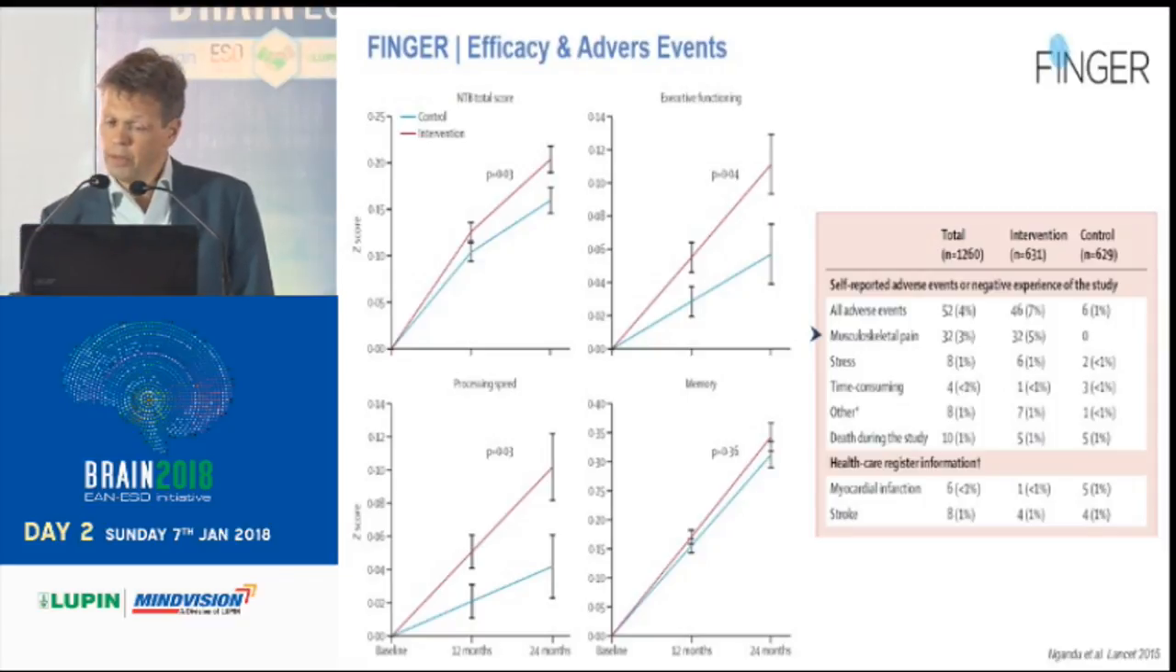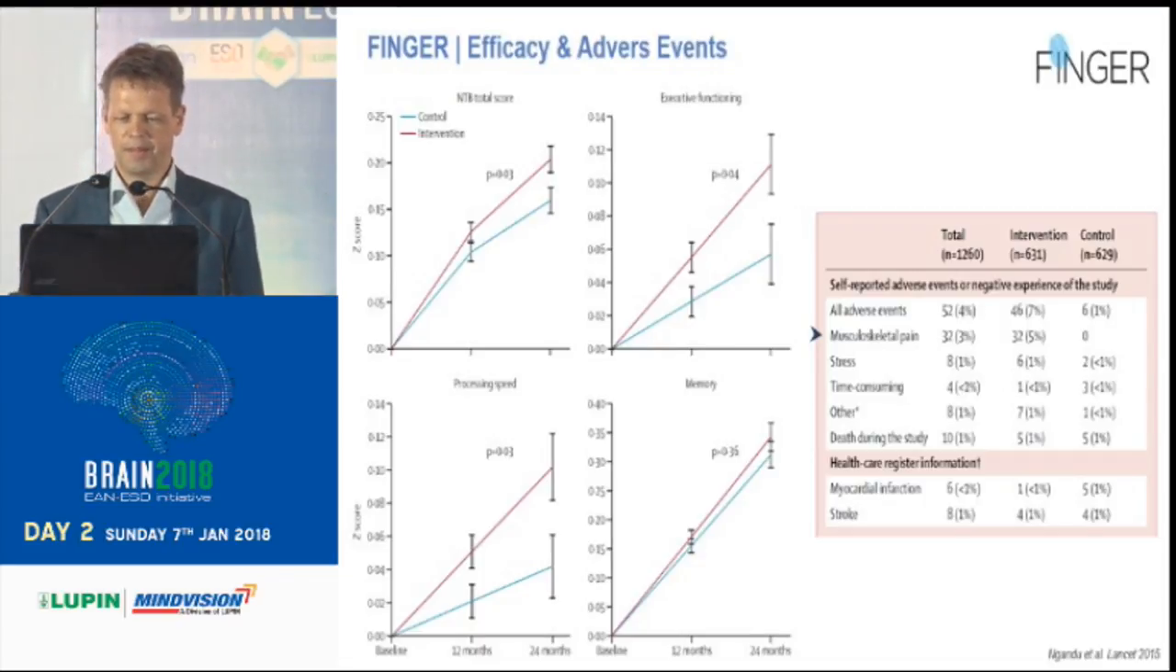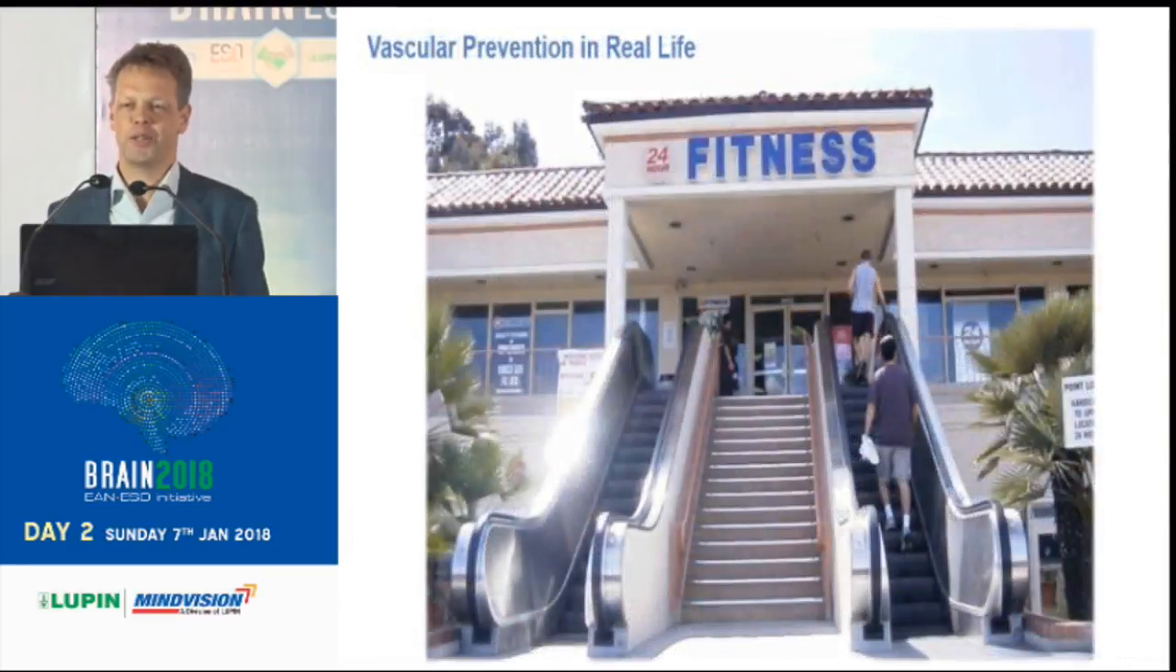So this is, I think, very good news, and there was only one side effect of the whole intervention, and this was musculoskeletal pain because patients did physical activity. So really, this is a very healthy intervention, but it's, again, very demanding. Of course, this is reality. Patients use the elevators instead of using the staircase, even if they go to the fitness center. So the problem with vascular prevention is that it's very hard to achieve.